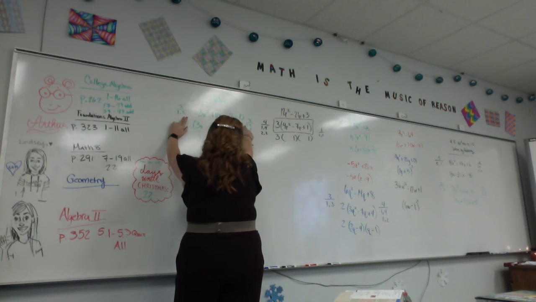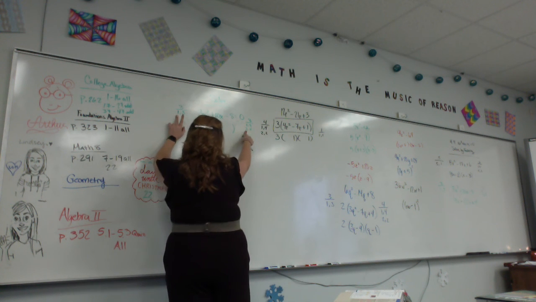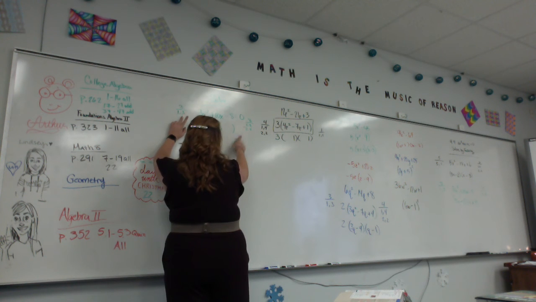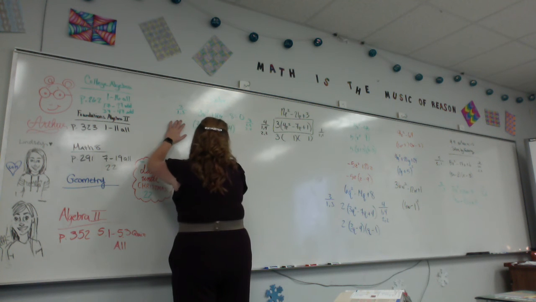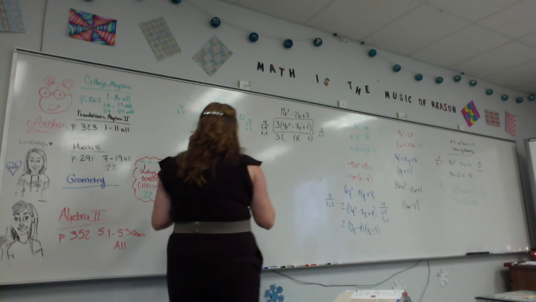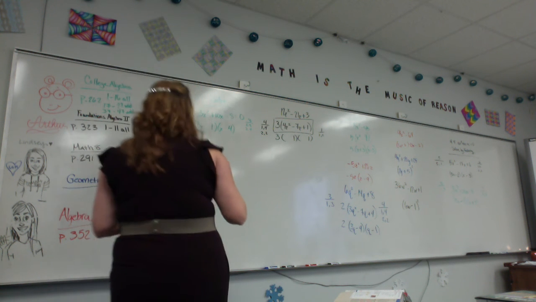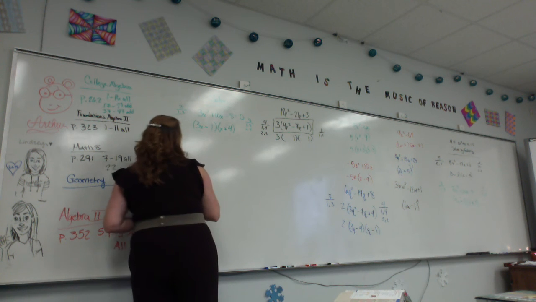3 times 1 is 3. 8 times 1, that can't get me to 10. 1 times 2 is 2. 3 times 4 is 12. Can 12 and 2 get me to 10? Yes. So I need the 4 with the 3, and I need the 1 over here. What's negative, positive? What's going on? The larger number gets the positive, and this gets the negative.